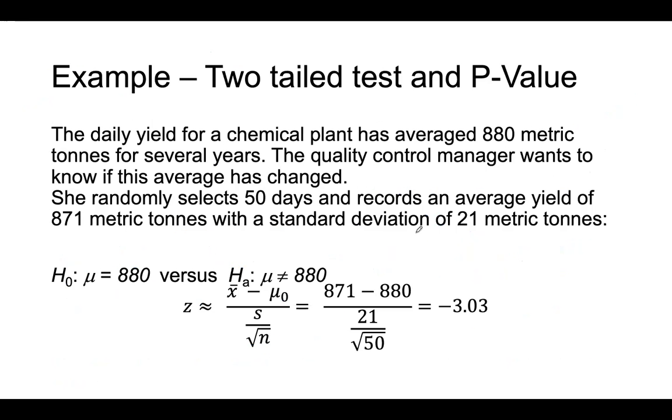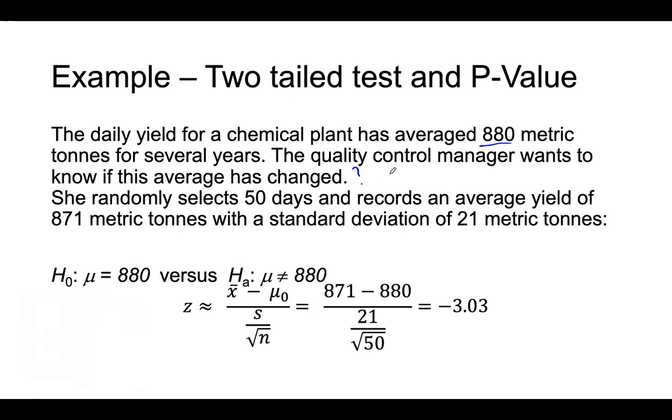So this is the same thing, more examples, but with p-values, because I kind of didn't go into detail exactly of the p-value. The daily yield for a chemical plant has an average of 880 metric tons for several years. The quality control manager wants to know if this average has changed. So has it changed? Is it different, essentially?